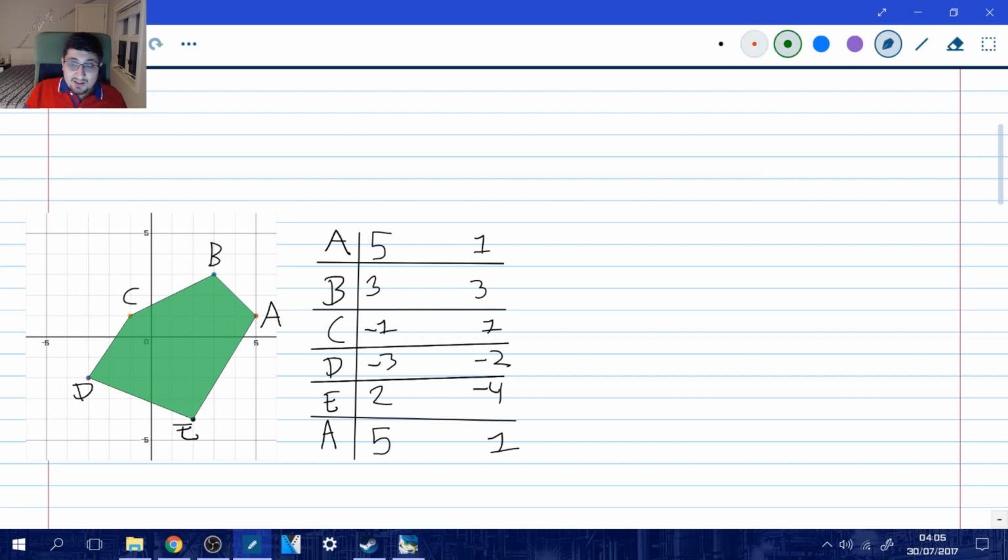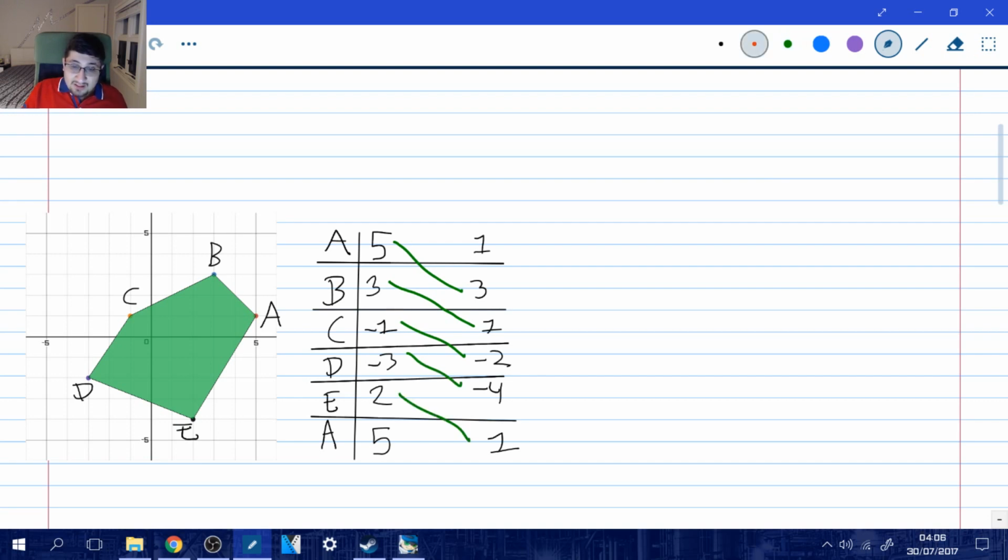And now let's draw some shoelaces across. Now you want to draw these shoelaces precisely such that the x-coordinate of one point is linked with the y-coordinate of an adjacent point, meaning in this case the x-coordinate of A is with the y-coordinate of B, x-coordinate of B with y-coordinate of C, and so on and so forth.